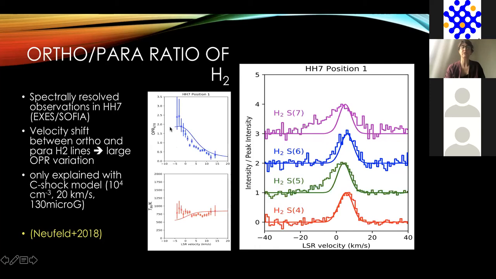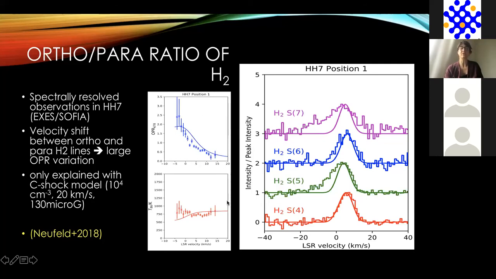So this is what the ortho power ratio looks like as a function of velocity across the line profile. And this is what the excitation temperature looks like. If you do the ratio of two ortho lines or two para lines from different levels, you can fit an excitation temperature, a rotational temperature. And you can see that the rotational temperature doesn't change much, but the ortho power ratio changes a lot. And that can only be explained by a C-shock. You cannot do it with J-shocks. So again, that's another very nice indication for C-shocks.